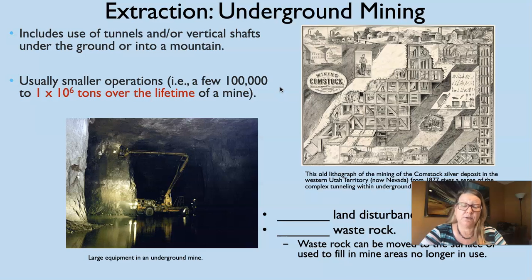Underground mining uses tunnels and vertical shafts, and these are much smaller operations. These might end up generating 100 to 1,000,000 tons of ore over the entire lifetime of the mine. Now that's 1,000,000 tons over the lifetime compared to 150,000 tons per day of the open pit mines. So you can see there's a huge difference.